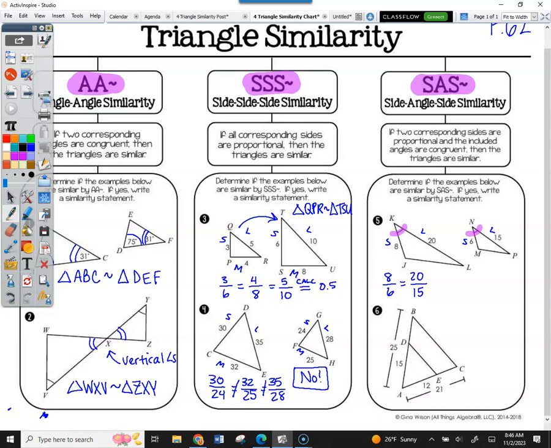Eight divided by 6 should give you the exact same fraction and decimal as 20 divided by 15. So I'm going to put a check. So triangle KJL, so angle to blank, I went down the small side, right, is similar to NMP.